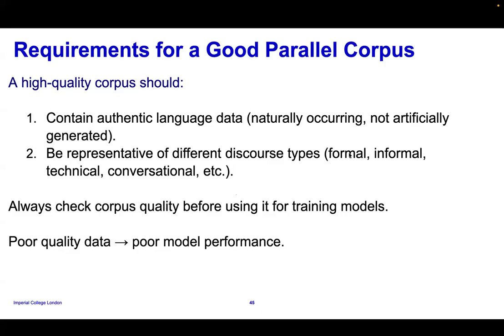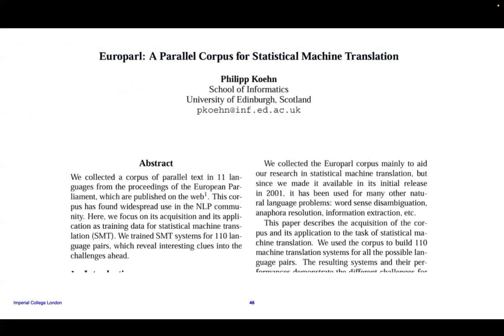So the data should be formal, informal, technical, conversational. For technical, maybe you can involve a parallel corpus about the health domain, about the football domain, about many different domains, so that your model can be able to generalize across different text. Because when you have poor quality data, the performance of your model will also be poor. So this is an example of an early parallel corpus for statistical machine translation. You can see this is from 2004. So this is a parallel corpus example.